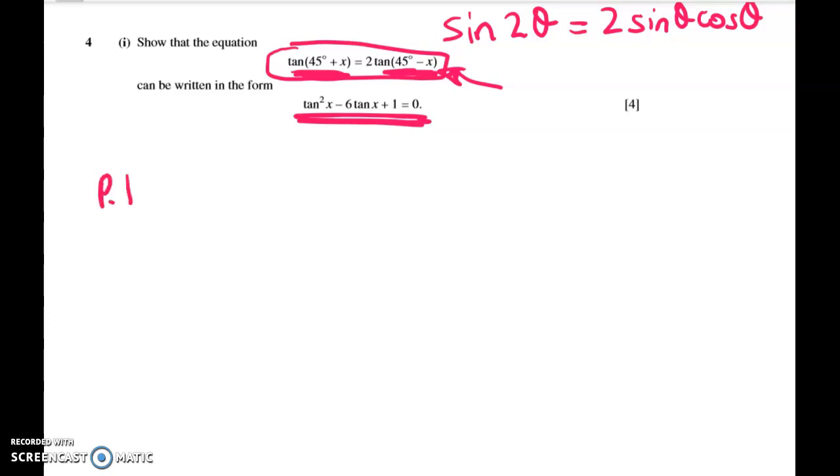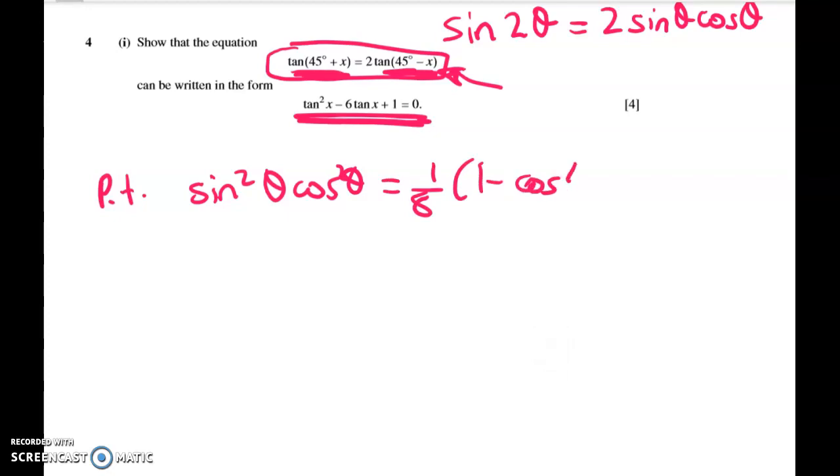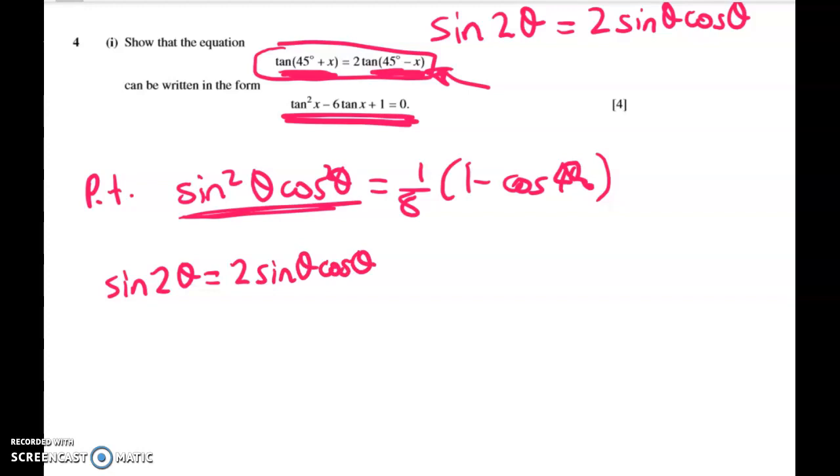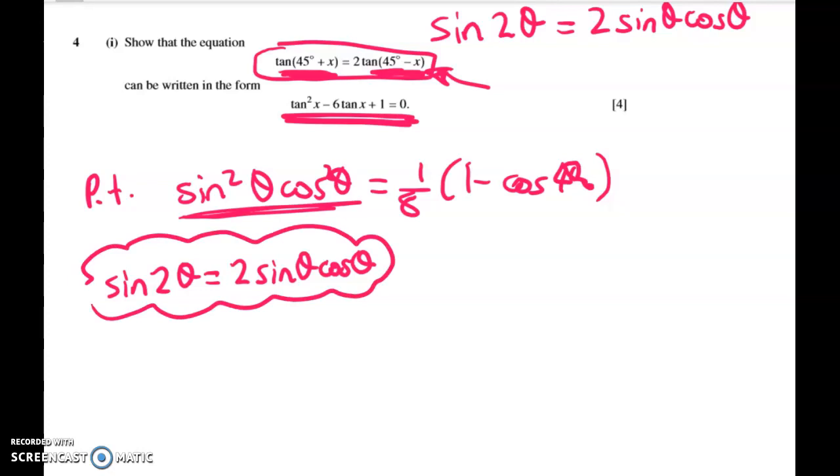So we're trying to prove that sine squared theta cos squared theta is equal to 1/8 of 1 minus cos of 4 theta. Right, so if we're going to do this the good way, we're going to spot that sine 2 theta is equal to 2 sine theta cos theta. When I'm doing things like that and they don't form part of the proof, I will often put them into a little box off to the side because we want our working to flow pretty smoothly.